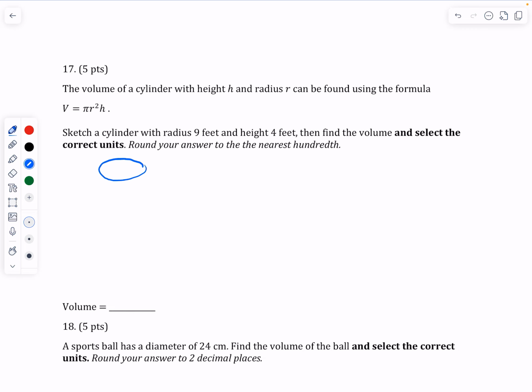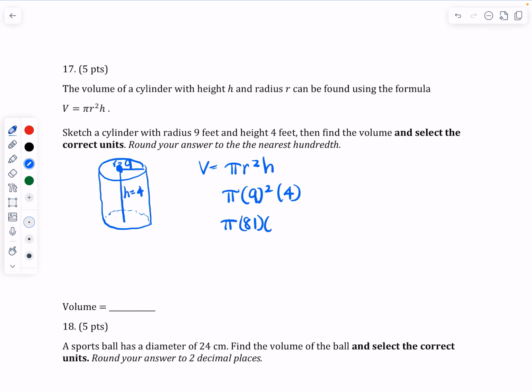So if we draw a cylinder, the radius is 9, and the height equals 4. Okay, the formula for this is volume equals pi r squared times the height. It didn't say to use 3.14 for pi, so I'm going to have to use the pi key. But I know the radius is 9, so I'm going to square that, and multiply that by 4. So this becomes pi, 9 times 9 is 81, and then I multiply this by 4.